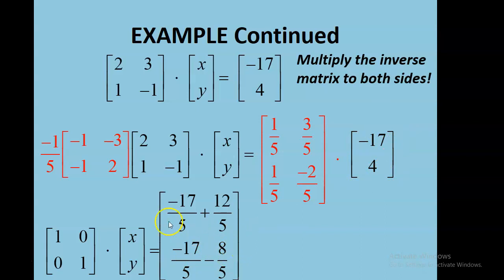So when we combine all of these, negative 17/5 plus 12/5 is 5/5, which is 1. And negative 17/5 minus 8/5 is negative 25/5, which is negative 5. So on this side of the equation, we're left with xy. On this side, everything simplifies down to negative 1 and negative 5. So what I learn is that x is equal to negative 1 and y is equal to negative 5, and we have solved the matrix equation.